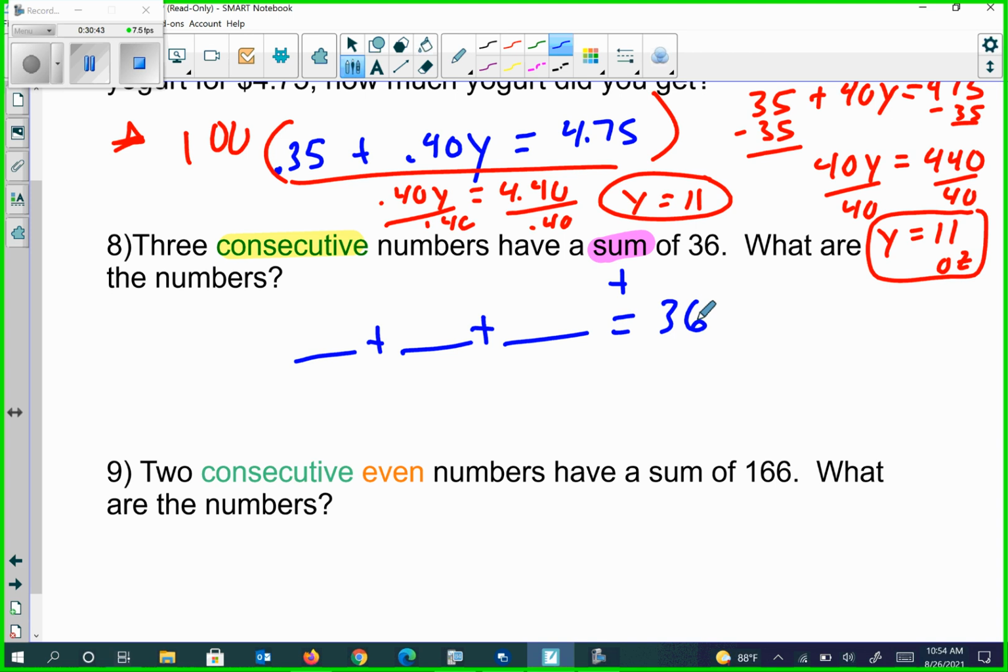What is the next consecutive number? What's the next consecutive number after 20? 21. What's the next consecutive number after 150? 151. After 0? After 7? 8. What number am I adding to a number to get to the next consecutive number? 1. So my first number is going to be x. To get to my next number that I don't know, I'm going to add x plus 1. Right? And then I'm going to go x plus 1 plus 1.